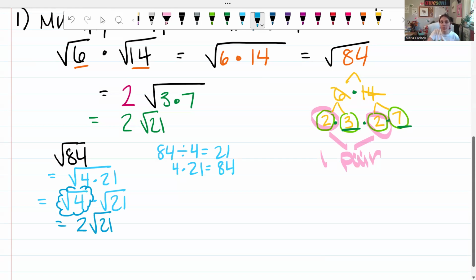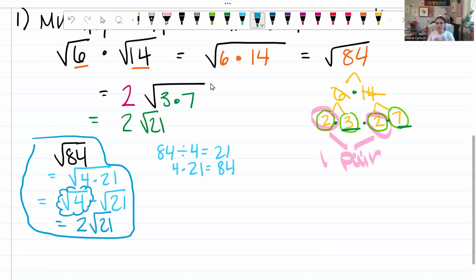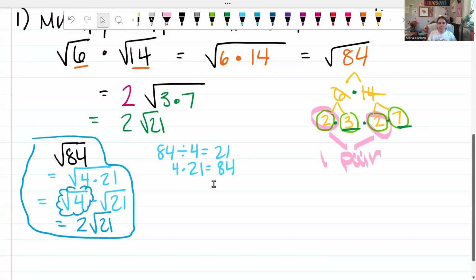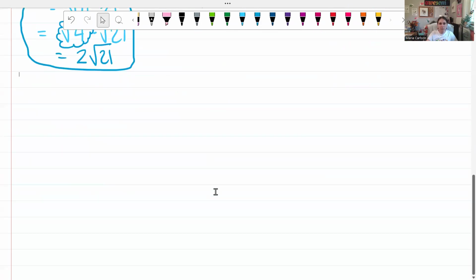So there are two different ways you can simplify the same radical: using your factor tree or finding a factor that is a perfect square. But either way, multiply the inside numbers first, and there weren't any outside numbers here to multiply.